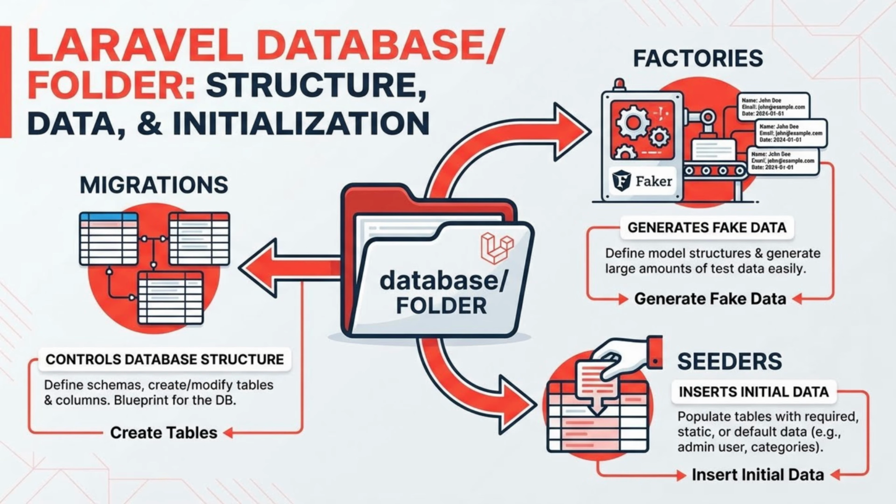In this part of the Laravel project structure, we take a look at the entire database folder, which acts as the central hub for everything related to your application's database structure, initialization, and test data. Laravel organizes this folder into three major components: migrations, factories, and seeders. And together, they create a powerful workflow for building, shaping, and populating your database. Migrations serve as the blueprint for your database structure.